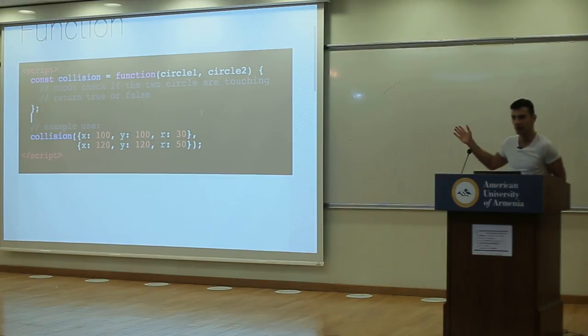Was anyone actually able to do this? Yes, sir. So you have to take the coordinates and find the distance between the coordinates. Yes. And then see if that's bigger or less than the number of the two radiuses. Exactly. Perfect. And how do you do that?